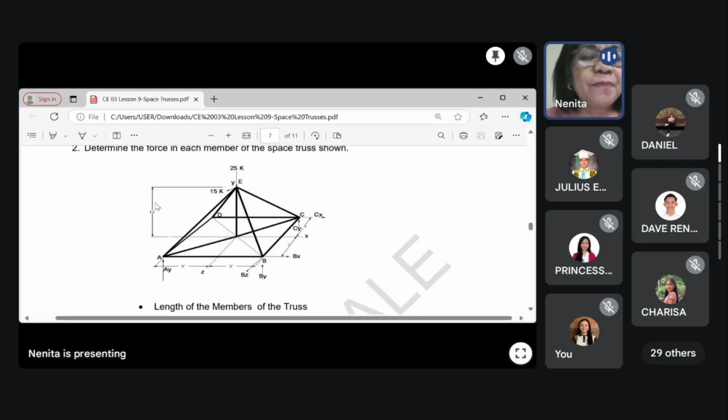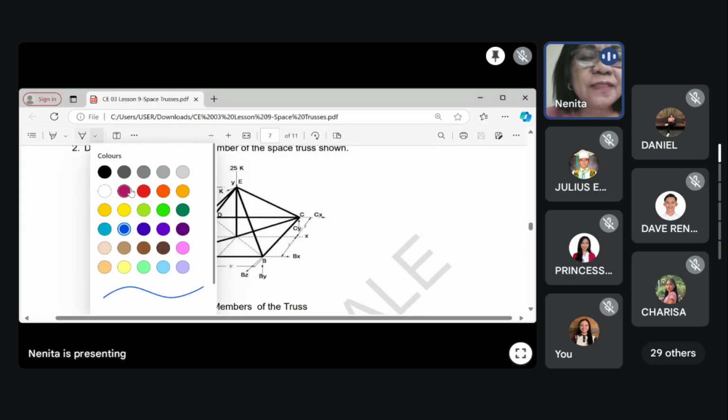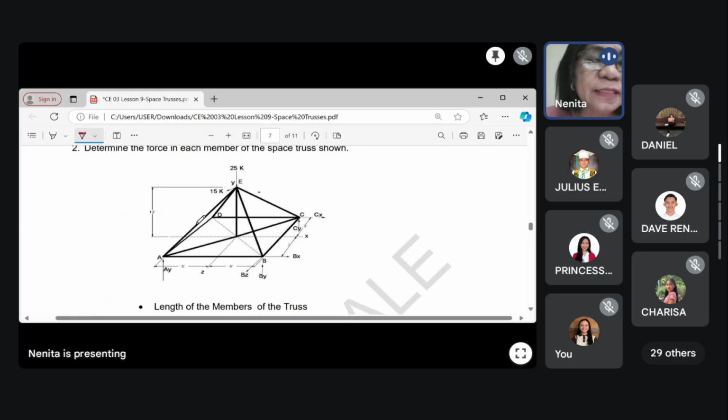So, for your question in problem number 2, or sample number 2, take note of this. This is our AE, the member AE. So we have an X component, a Y component, and a Z component. This is our Z. Okay, take note of that.